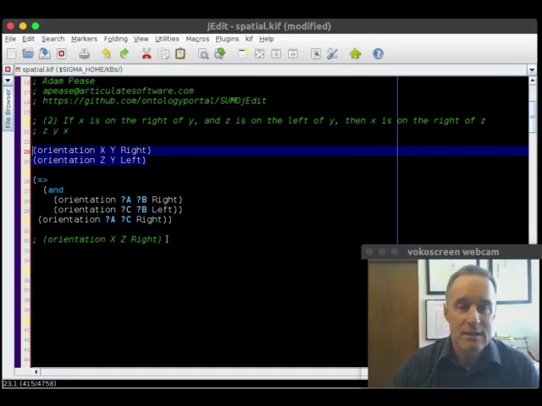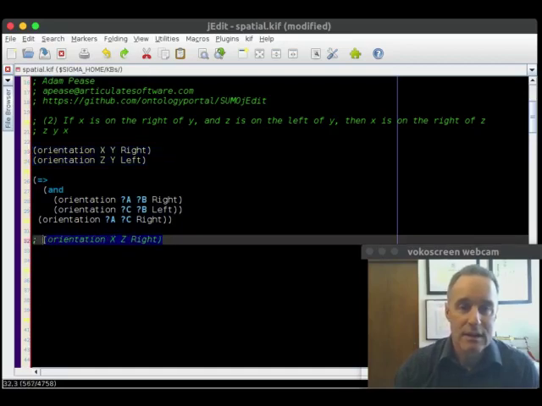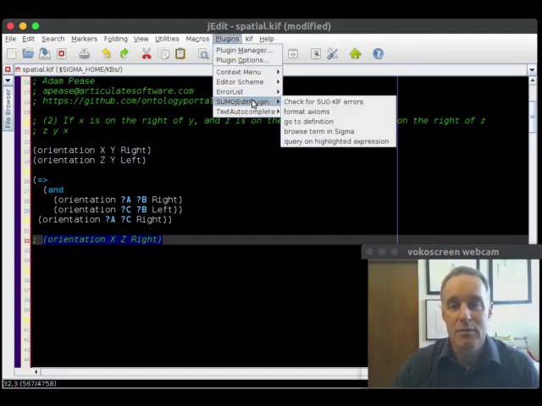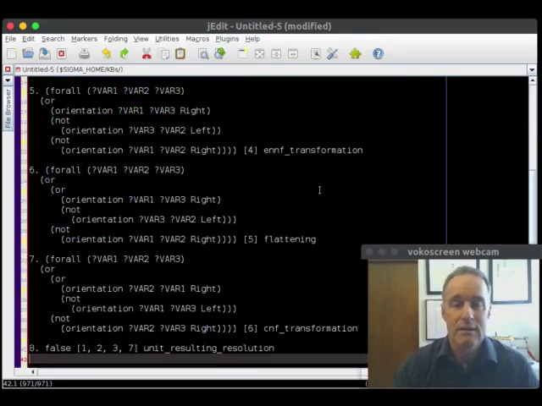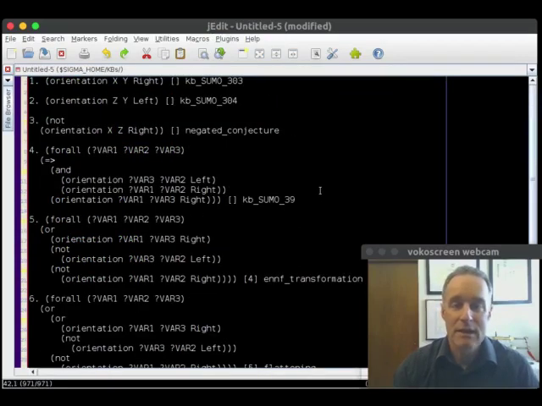And the nice thing about this editor is it allows you just to highlight a query. So we're going to ask, you know, is X on the right of Z? And so we'll go up to select the SUMOjEdit plugin that I've written for the jEdit editor. So query on the highlighted expression. And the system answers very quickly. Right now I'm using the Vampire theorem prover, and it gives me the following proof.